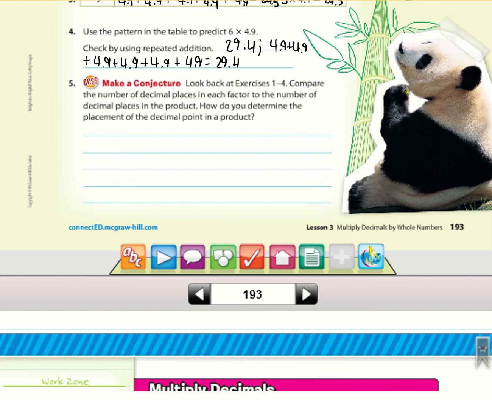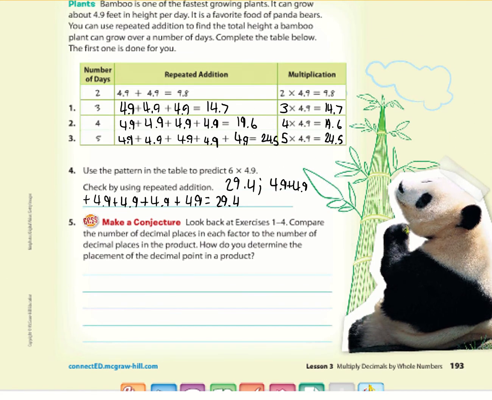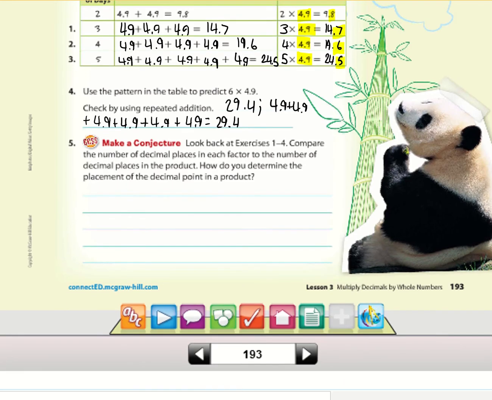So we're going to look at number 5. It says look back at exercises 1 through 4. Compare the number of decimal places in each factor to the number of decimal places in the product. How do you determine the placement of the decimal point in a product? So I'm going to look at the multiplication part. So we have decimal points in the 4 9/10, and each of our products has one decimal point here. So go ahead and use this information to complete number 5.